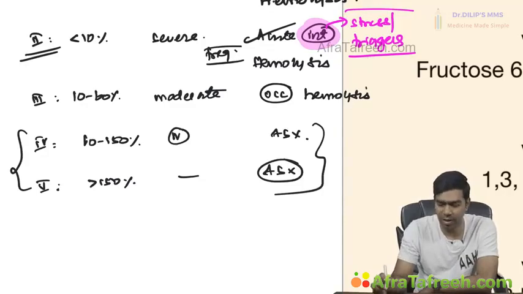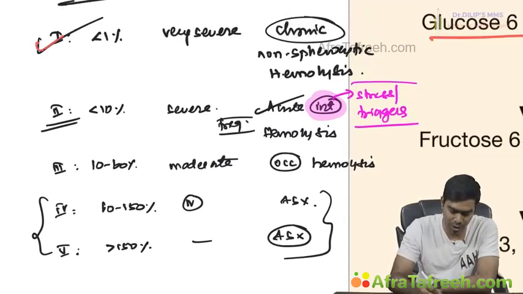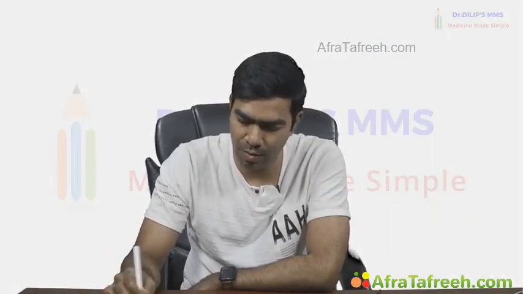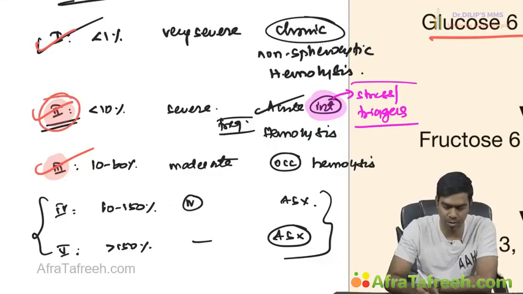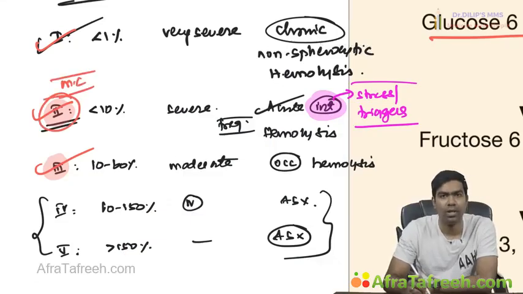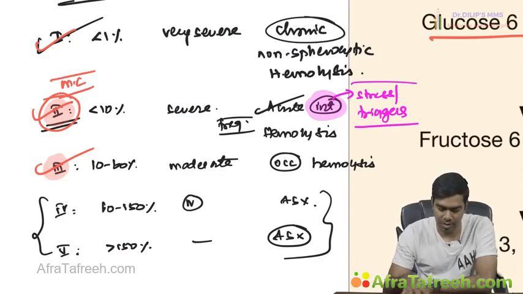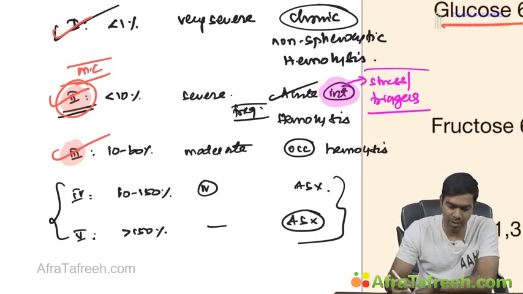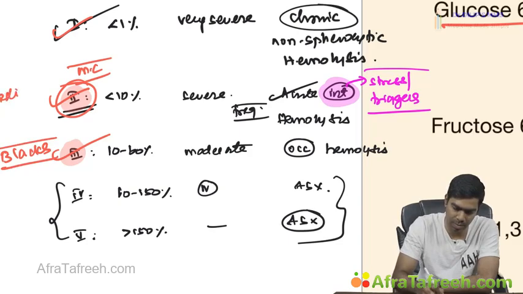If they ask you among the deficiencies, the first 3 are important. Among these first 3, the most common are type 2 and type 3. If you want a single answer, it is type 2. Type 2 is the most common among all the enzyme deficiencies. Type 3 is not that common overall, but it's very common in the black population. Type 3 is very common in blacks, and type 2 is very common in the Mediterranean population.